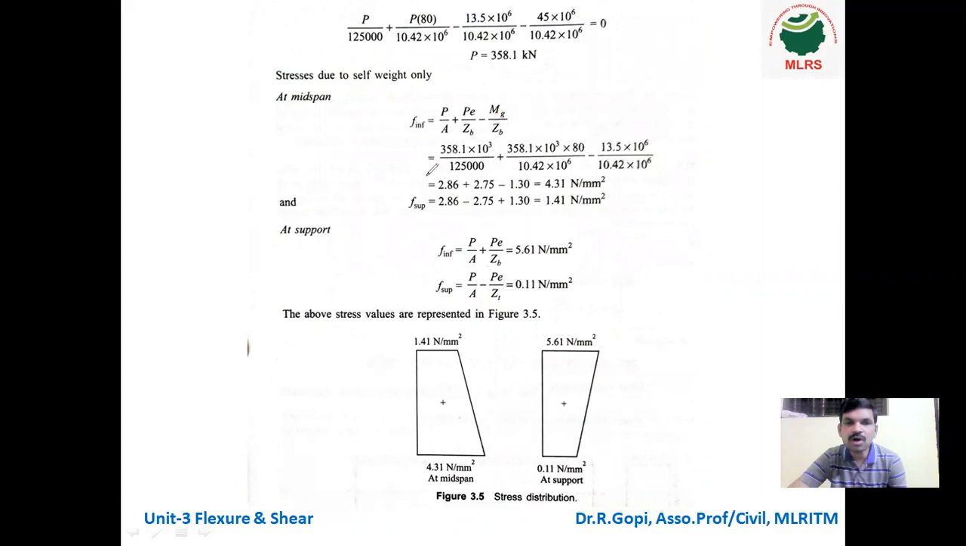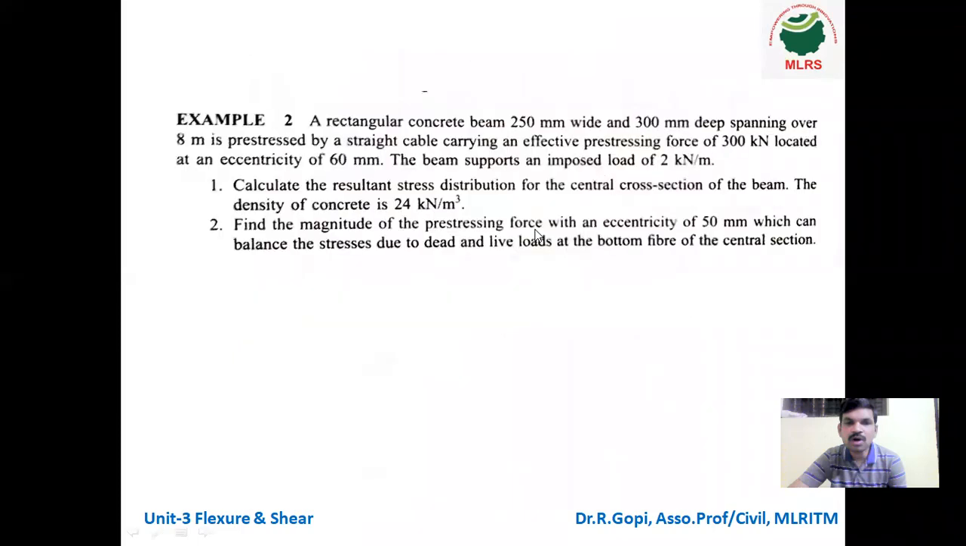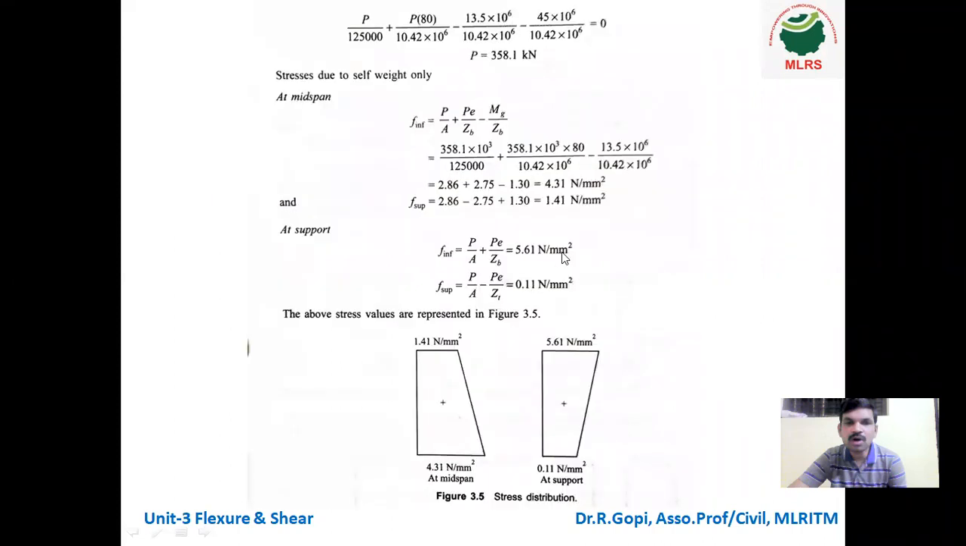Okay. So you can see here, at midspan the bottom stress is 4.31, but at support, it is more, that means 5.61. At the top, at midspan it is 1.41, but at support it is less, 0.11 Newton per mm square. Okay. So this is the stress distribution diagram. I hope all of you understand the first problem.